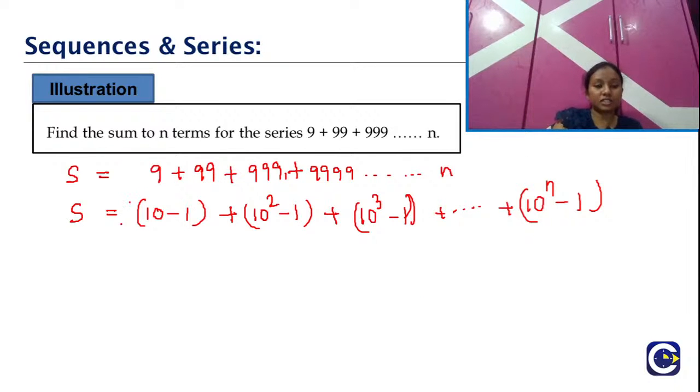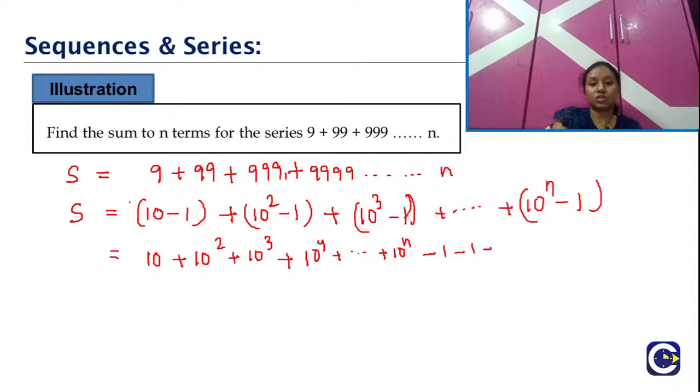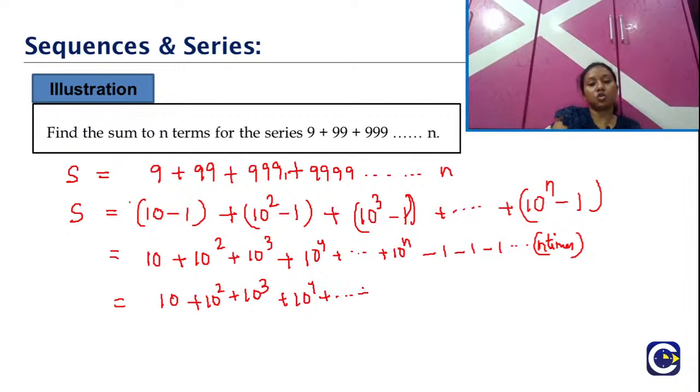So now how can we rewrite this again? How can we simplify it? This can be written as 10 plus 10 square plus 10 cube, and the next will be 10 power 4 and so on until 10 power n, and the others here will be minus 1 minus 1. So these will be until n times. So now this will be turning out to be 10 plus 10 square plus 10 cube plus 10 power 4 and so on to 10 power n. These minus ones will be repeating n times, which will be equal to minus n.